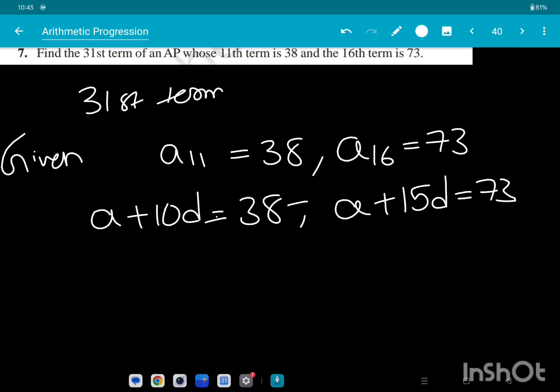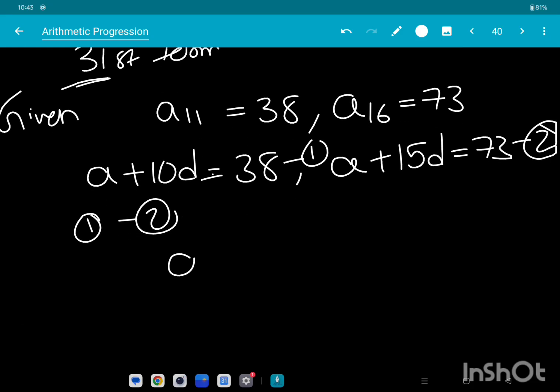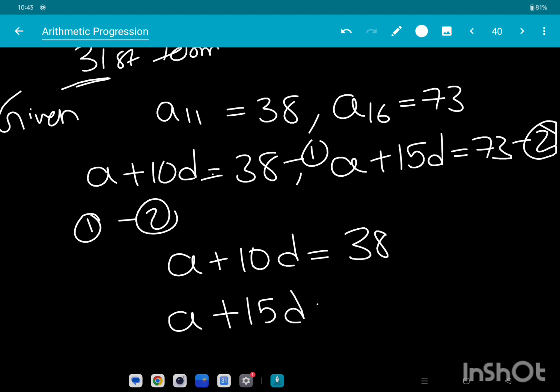So let's say it is equation 1 and it is equation 2. If I solve this equation 1 and 2, then I will get A and D values, right? Then it is easy for us to find the 31st term. So I will solve 1 minus 2. A plus 10D is equal to 38. Here A plus 15D is equal to 73.